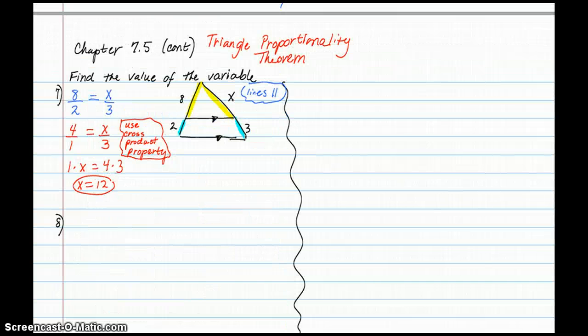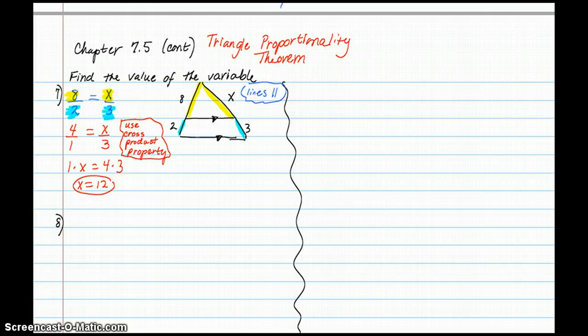Okay, in number 7, I've used a yellow highlighter to show that 8 is proportional to x and 2 is proportional to 3. Using the triangle proportionality theorem, we can find this value of x because we know that this line here is parallel to this line here, so one of the sides of the triangle. So 8 over 2 equals x over 3. Let's go ahead and highlight that. So 8 is the yellow, and x is the yellow, and 2 is the blue, and so is 3.